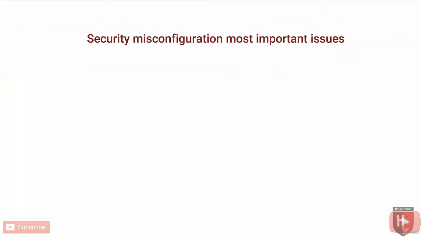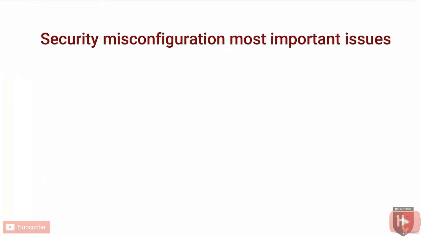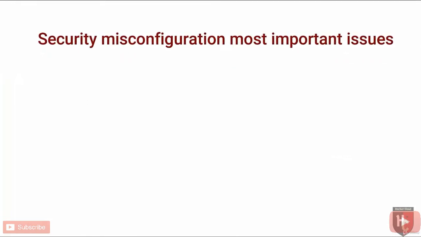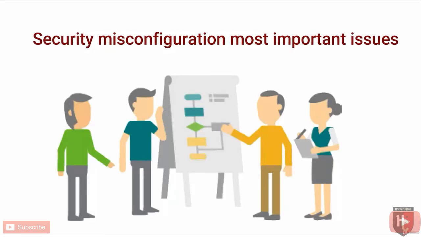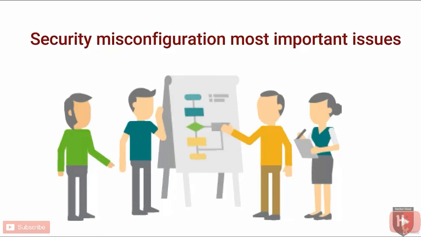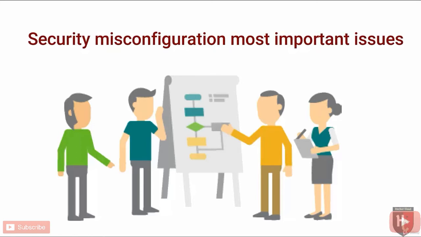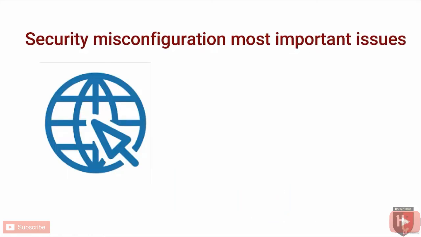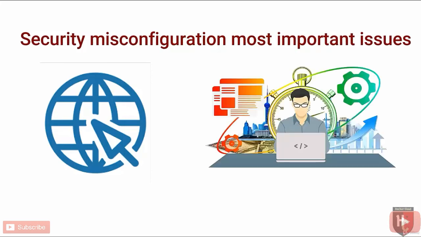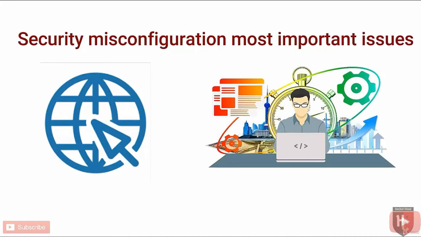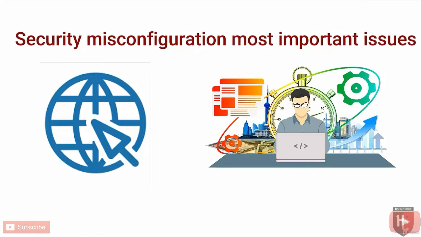Let's see where the most important security misconfiguration issues may occur. The main cause of security misconfiguration issues is wrong application logic. What happens is, while developing a web application, the web developer implements some wrong application logic, which results in security misconfigurations.